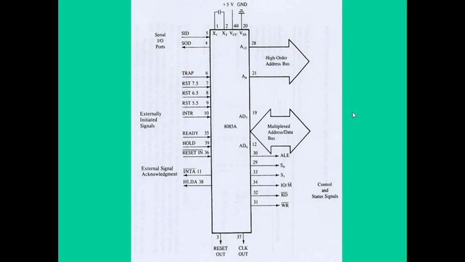Let us discuss the first classification, that is address bus. Here you can see address bus from A8 to A15. This is considered as a high order address bus and AD0 to AD7 is considered as a low order address bus, but it is multiplexed address data bus.